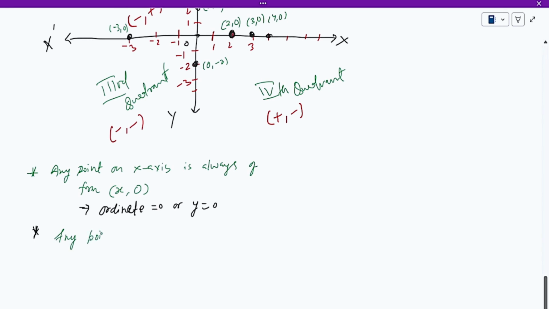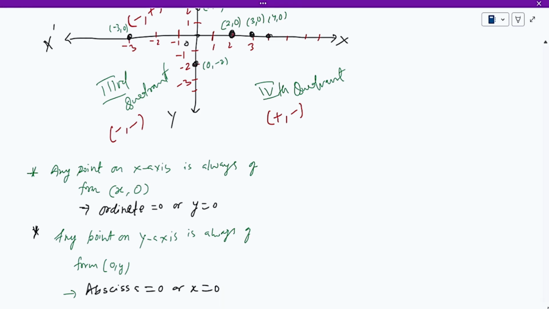Any point on the y-axis is always of the form 0 comma y, and we can say that the abscissa equals 0, or x is equal to 0. I hope it is clear to everyone.